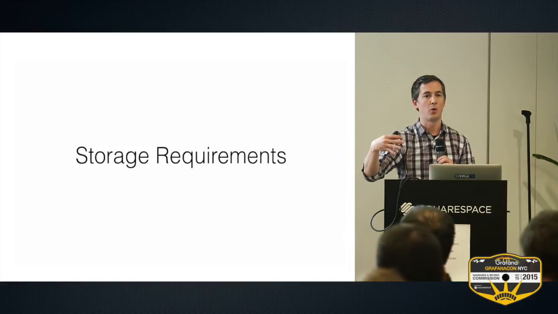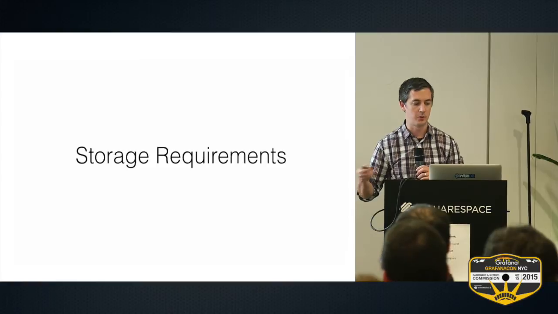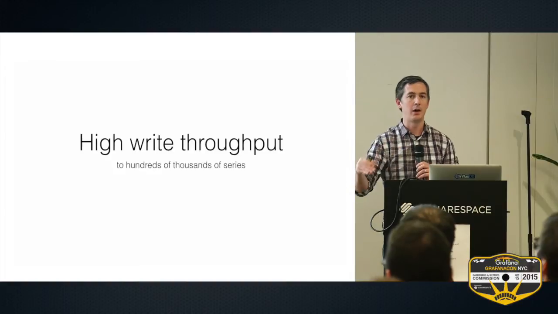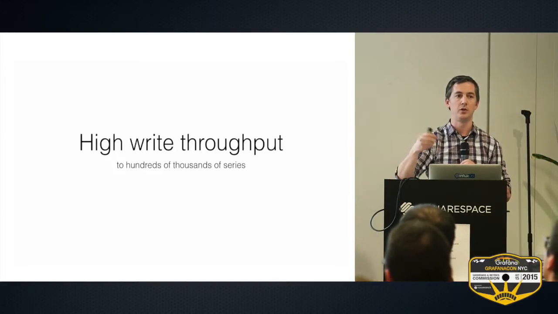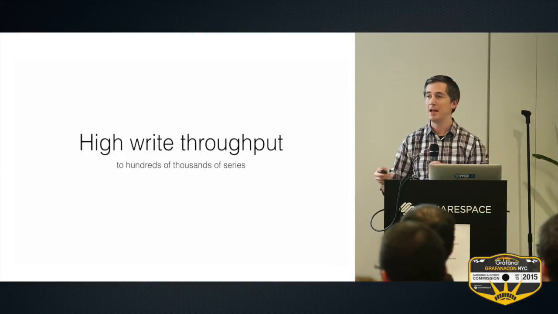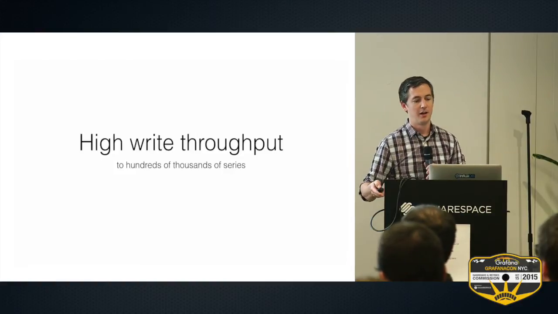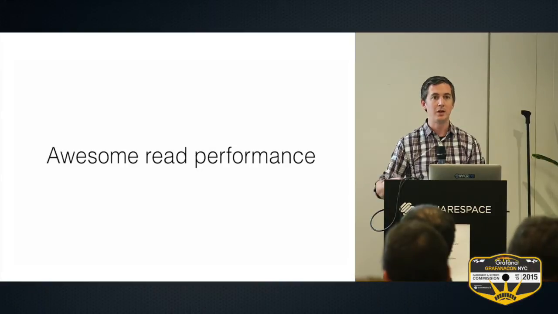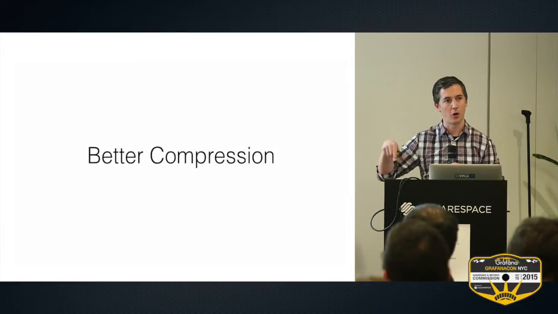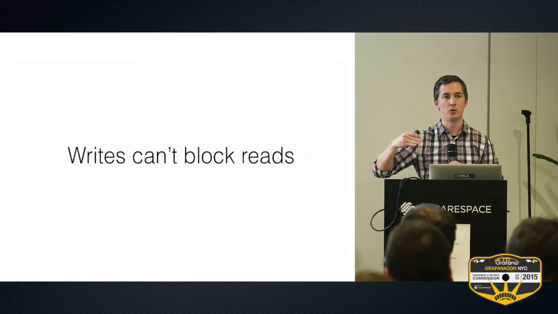So our requirements for why we're building a storage engine are these. These are the things we needed to get done. We needed high write throughput. And more specifically, we needed high write throughput when you have potentially hundreds of thousands of unique series. As anybody who's tried to scale Graphite out knows, it can be painful if you have hundreds of thousands of series and you're writing individual files. So we needed really good read performance. We needed better compression than what we achieved in 0.8 with LevelDB, and much, much better than what's in the current release of 0.9.